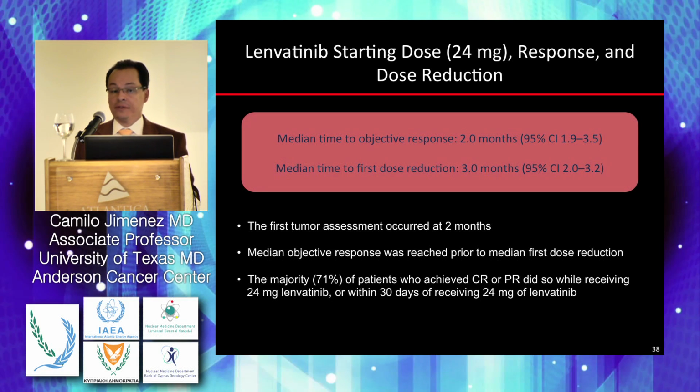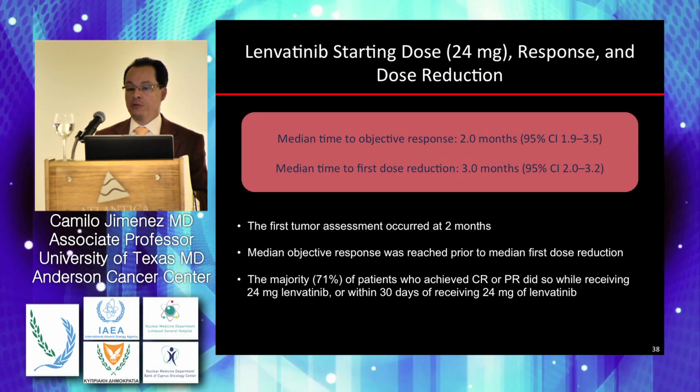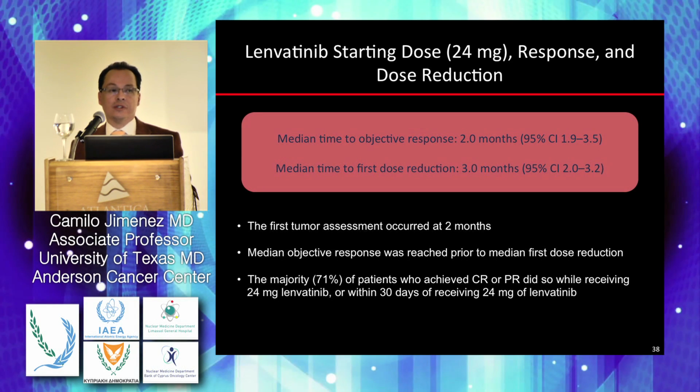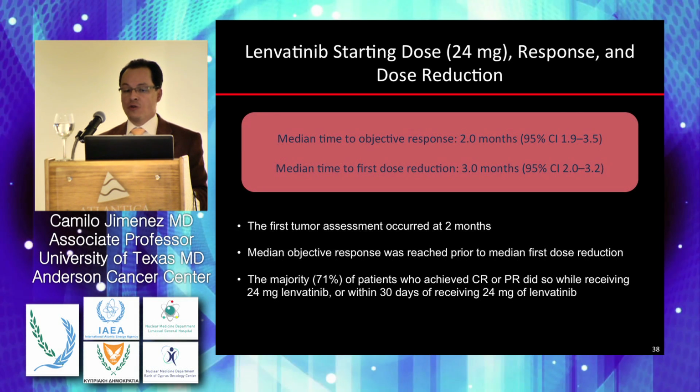Now, the starting dose of these patients was 24 milligrams, which was the one that was identified in the phase 1 clinical trial. The median time to objective response was really fast, approximately 2 months, but the median time to first dose reduction was 3 months. In other words, although the drug was quite effective, the drug is not an easy medication to use in clinical practice, and the most important side effect to consider was hypertension. These patients had very difficult to control hypertension that responded better to antihypertensive medications as well as dose reduction of Lenvatinib.